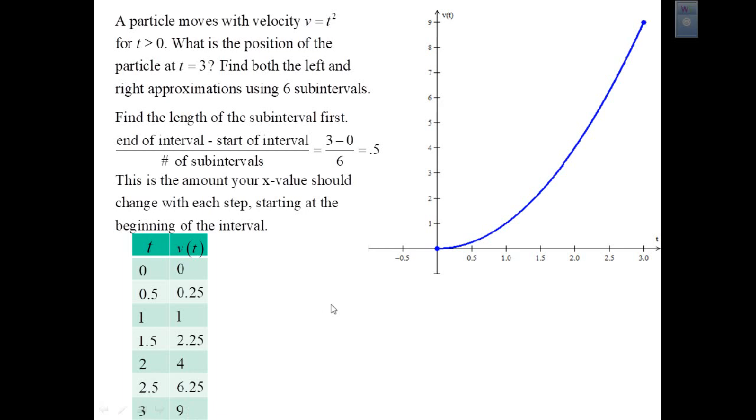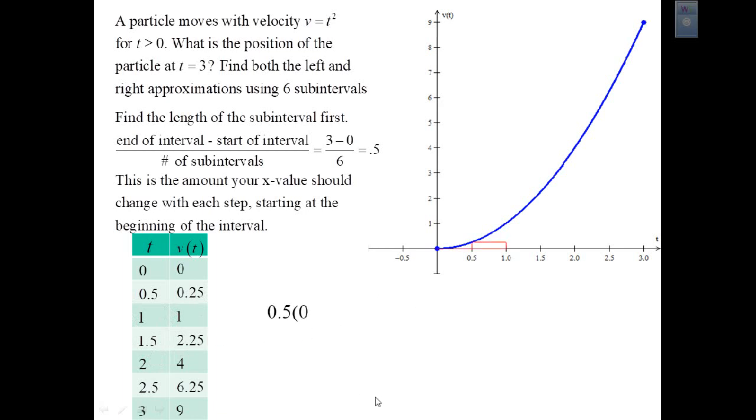So left hand, my first subinterval is going from 0 to 0.5. I'm going to use the value at 0. My next subinterval is going from 0.5 to 1. I'm going to use the value at 0.5. Next subinterval, I'm going from 1 to 1.5. I'm going to use the value at 1, etc., etc., etc.